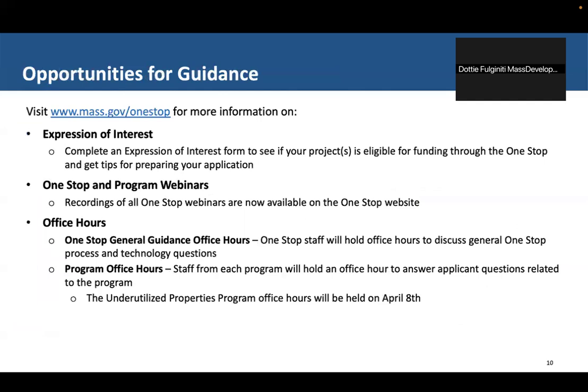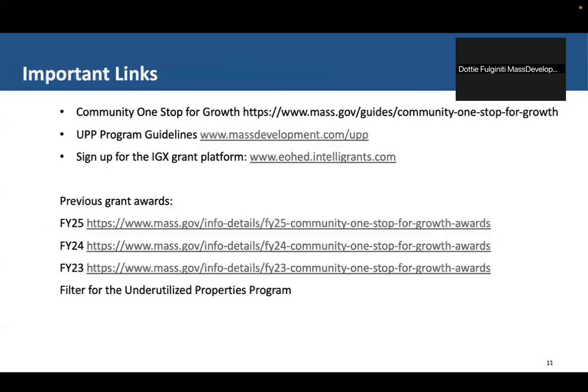Here is a summary of some opportunities for guidance. Please visit www.mass.gov/onestop for more information on expressions of interest, one-stop and program webinars, office hours, and program office hours. And finally, I've put some important links on this slide for easy reference.